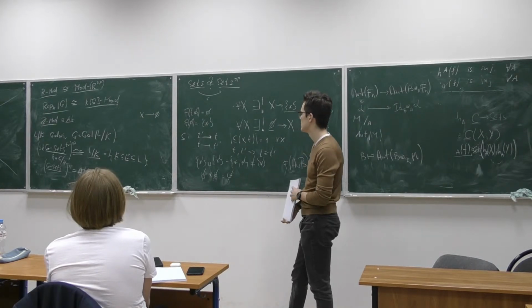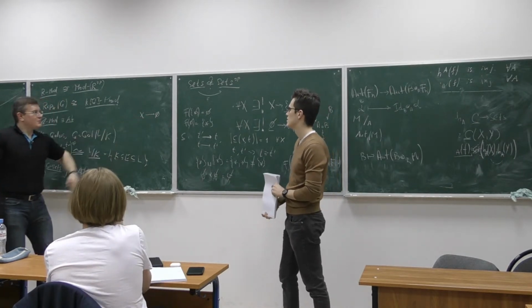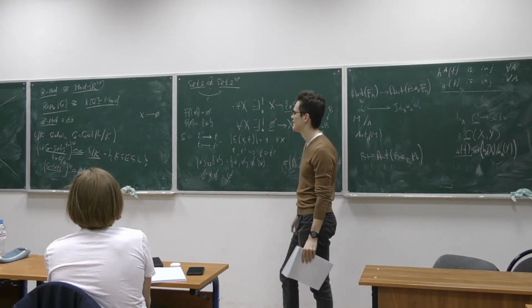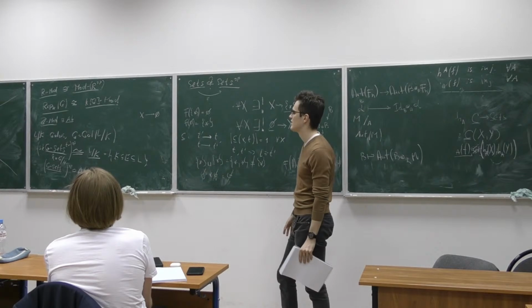Okay, can I ask you a question? What are maps like this in the category of sets? Oh, there are none. There are none. There are no such maps. No, what if X is an empty set? Well, there is such a map.